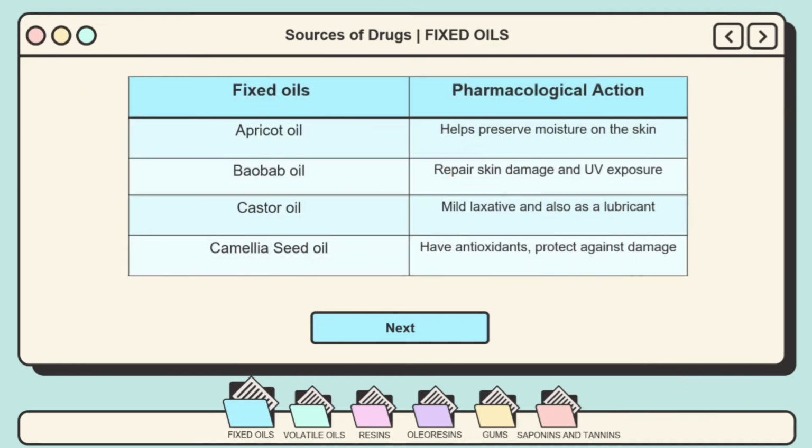Fixed oils that have this kind of therapeutic effects are apricot oil, which helps preserve the moisture in the skin, baobab oil, which repairs skin damage and UV exposure, castor oil, which is a mild laxative and also functions as a lubricant, and camellia seed oil, which has antioxidants that protect against damage.